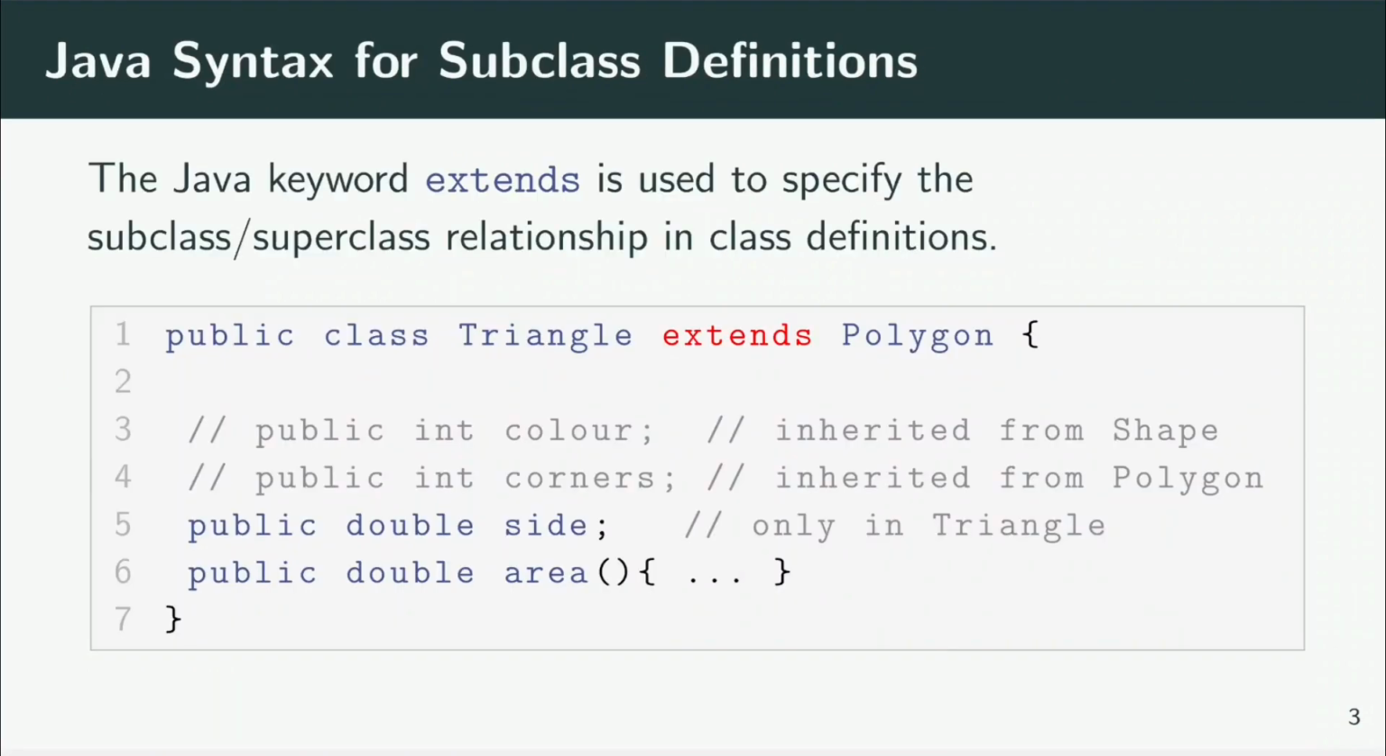Let's look at the Java syntax for creating a subclass based on a superclass. We will use the keyword extends followed by the name of the superclass. So in line 1 we are defining the triangle class as a subclass of the polygon class. Notice that in line 3 we don't really need to declare that there is this public integer attribute color because that is already inherited from polygon and shape. And similarly, we don't really need to introduce a public integer attribute corners because that's already inherited from the polygon class. But we would need to introduce all the new attributes and methods that aren't inherited. So for example, in line 5, we're creating a new attribute called side, which is a double that is only present in the subclass triangle but not present in the superclass polygon.